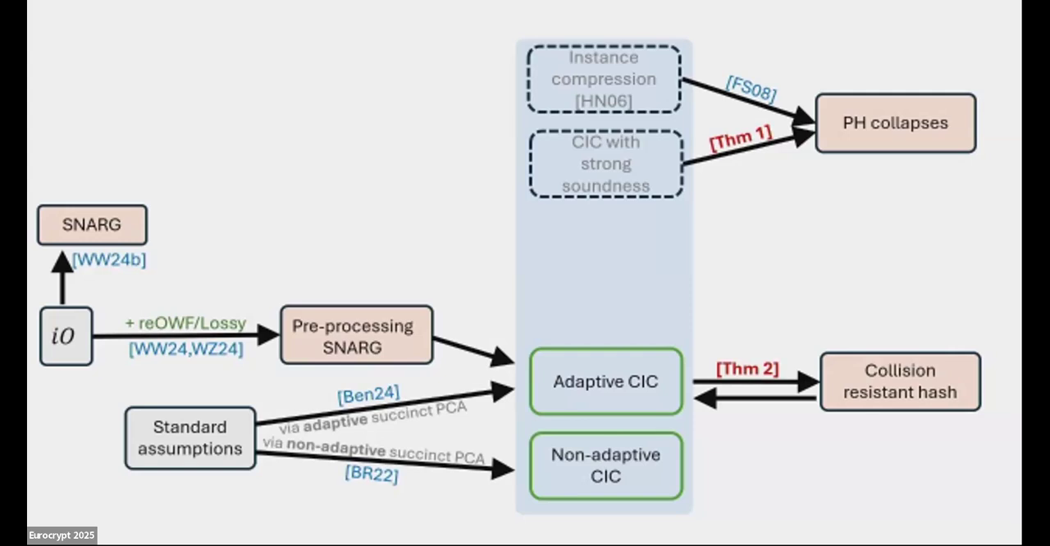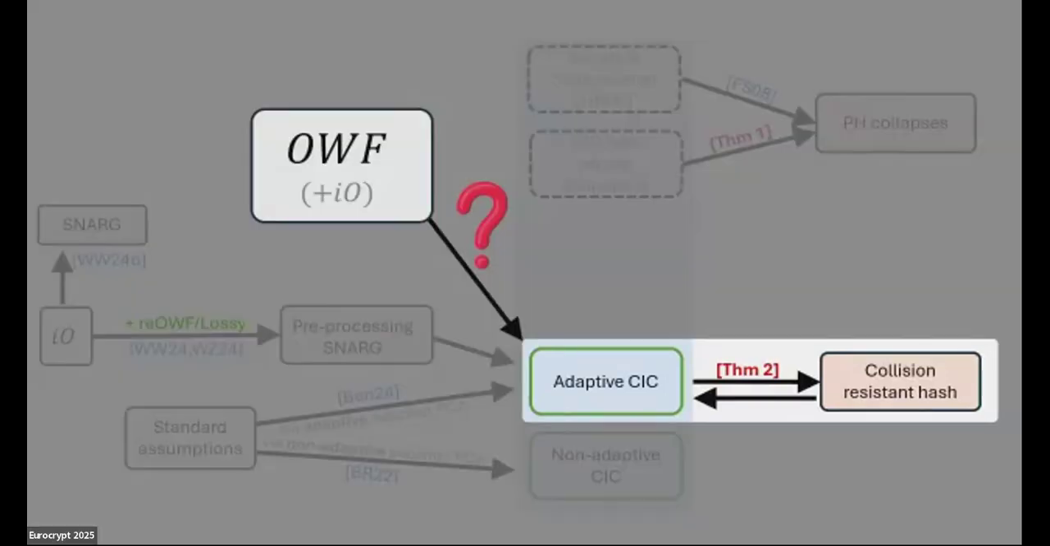And using I/O, another recent line of work shows that we can get SNARG, but this SNARG is not a pre-processing SNARG and therefore doesn't seem to be enough for adaptive CAC. So the big question left from this up until here is, can we get from one-way function, maybe plus I/O, to adaptive CAC, and this will complete the proof from one-way function to collision-resistant hash function. Now, this construction might be black box, as our second theorem uses non-black box techniques. And this is the main open problem that remains in the paper.